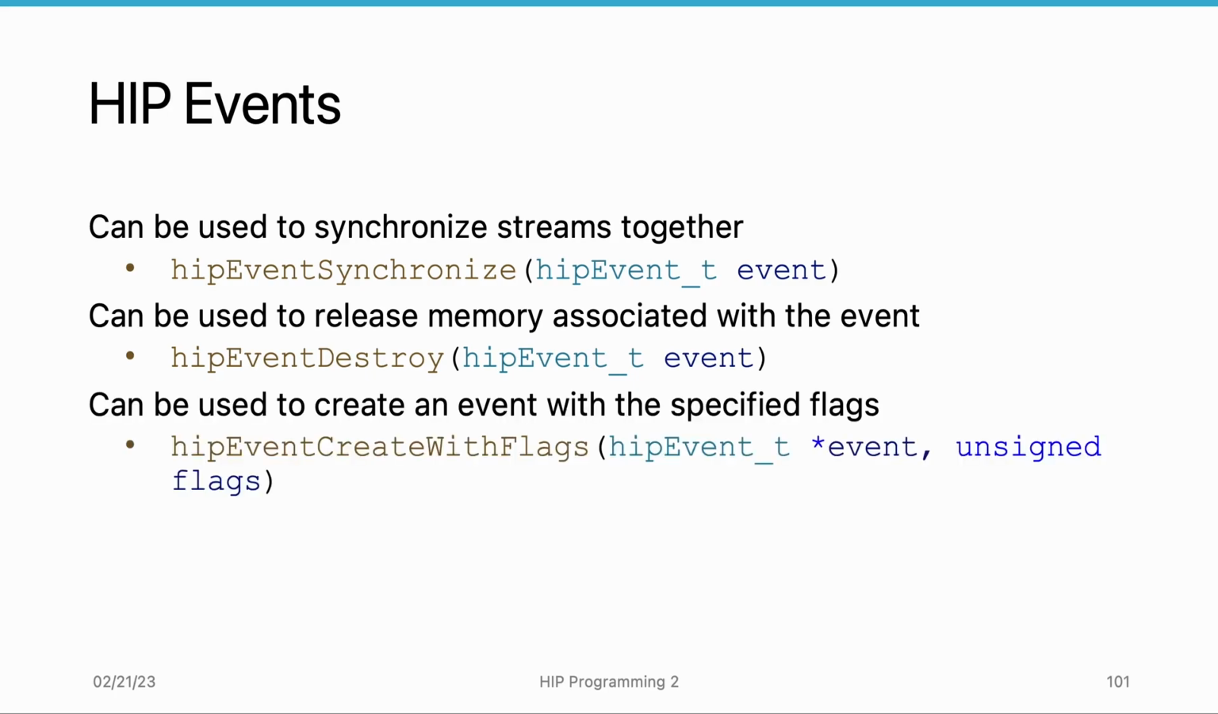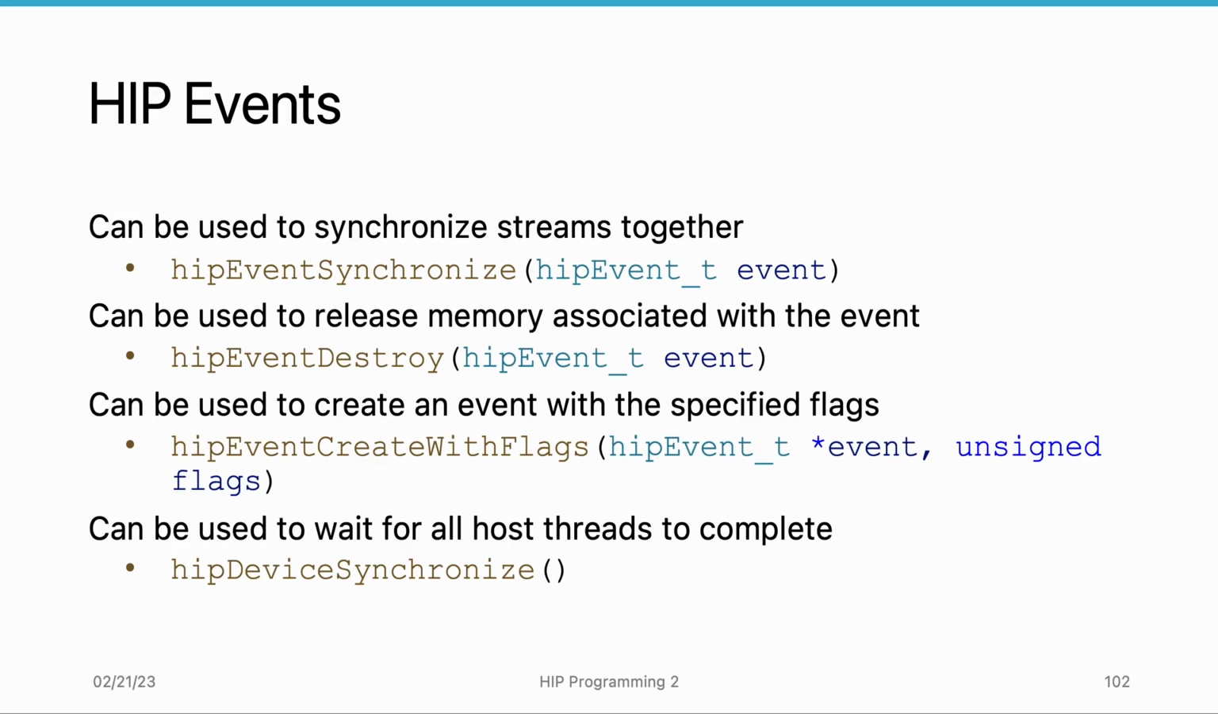The function heap event create with flags creates an event and allocates the memory for it on the device with the specified flags. The function takes as arguments a pointer to an event_t variable, which will hold the handle to the created event, and an unsigned integer that represents the flags. These flags can be used to customize the behavior of the event, such as indicating that the event should be recorded on a specific stream or indicating that the event should be recorded with a specific completion type.